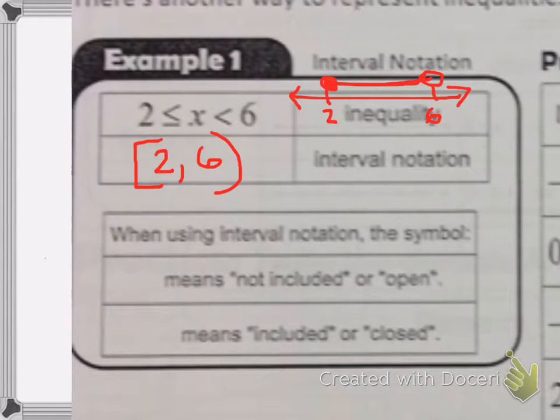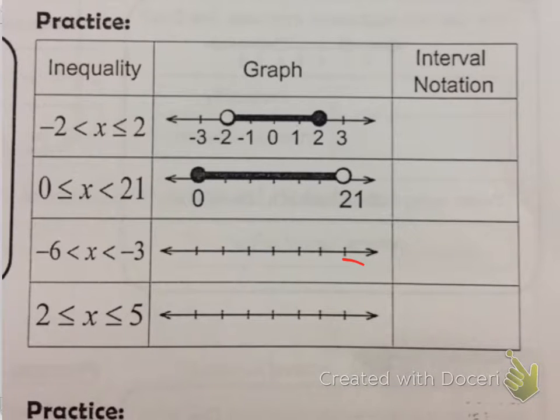So which symbol means not included or open? That would be the parentheses. Which symbol means closed or included? That would be the brackets. So let's use that information now to write intervals for all of these examples over here on the side.